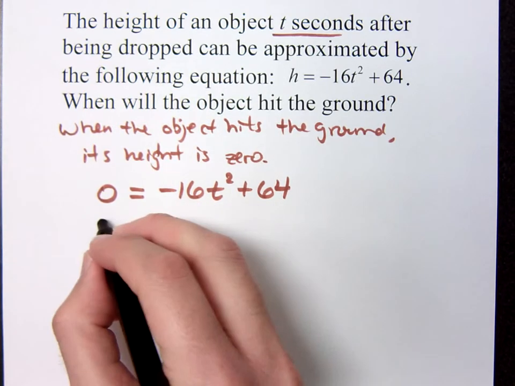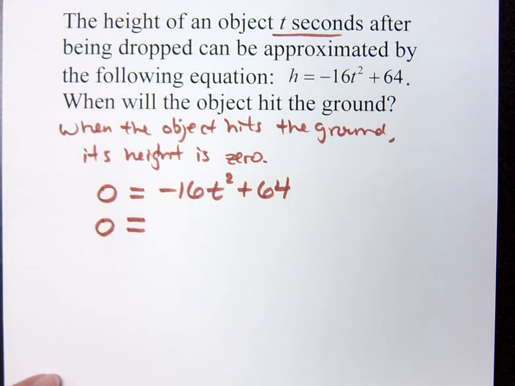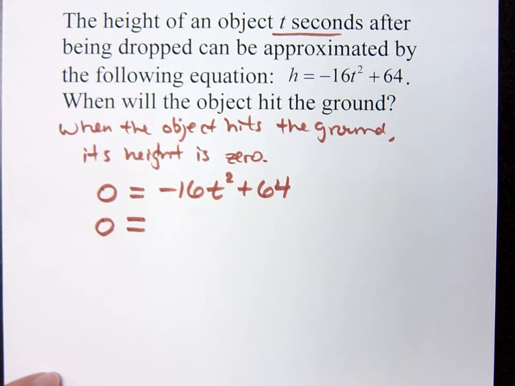Let's factor this. How do you factor this? Number one, there's no x. T, excuse me. But number two, I can't factor this just yet.